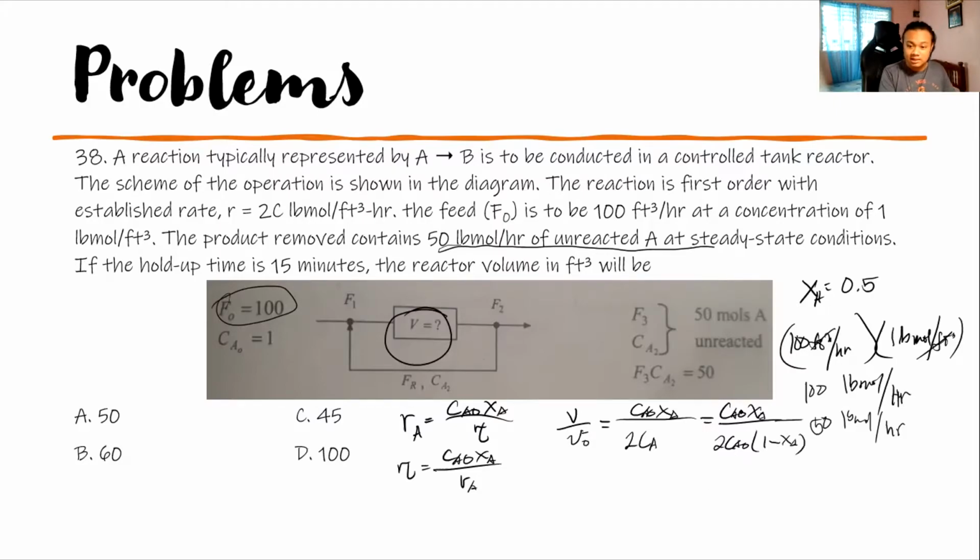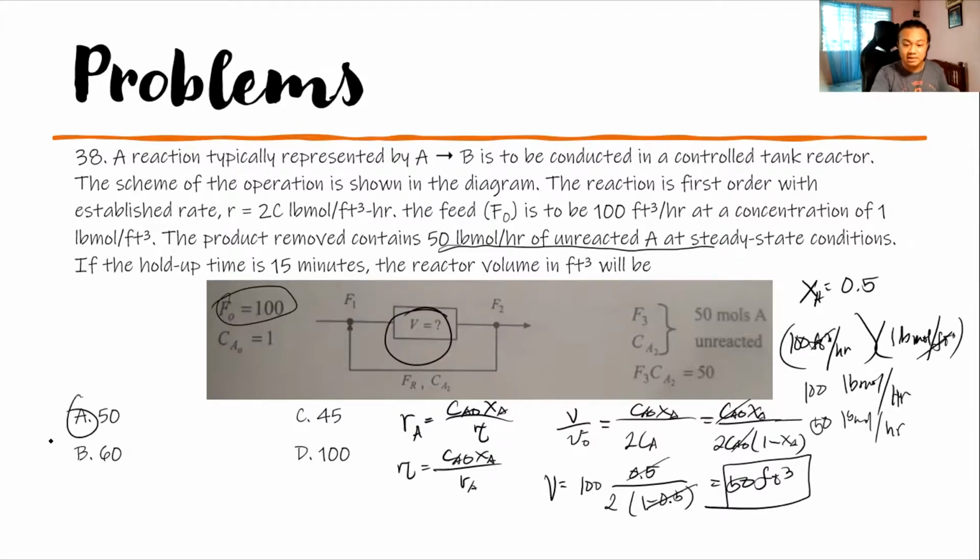Then substitute CA0, which is actually 1, and you can also cancel that. And then we have V, and F0 we have 100 cubic feet per hour. And then we have 0.5 for XA. Then we have 2 here, and 1 minus 0.5, and 0.5 over 0.5 is just 1. So V is 100 divided by 2, and that is 50 cubic feet. Letter A.